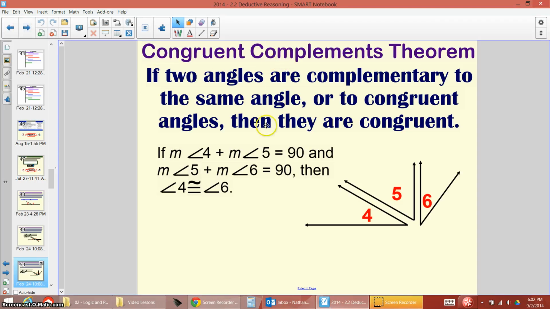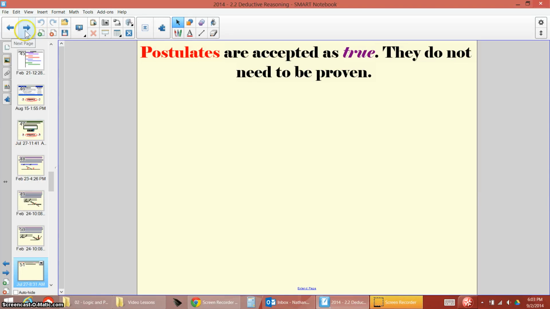Same idea with complements. Measure of angle 4 plus angle 5 equals 90, and angle 5 plus angle 6 equals 90. Then angle 4 is congruent to angle 6. Right? We're going to use that in proofs. We're going to use these postulates. Postulates, like I said, are accepted as true. We just think of them as rules. They don't need to be proven. They are what they are.